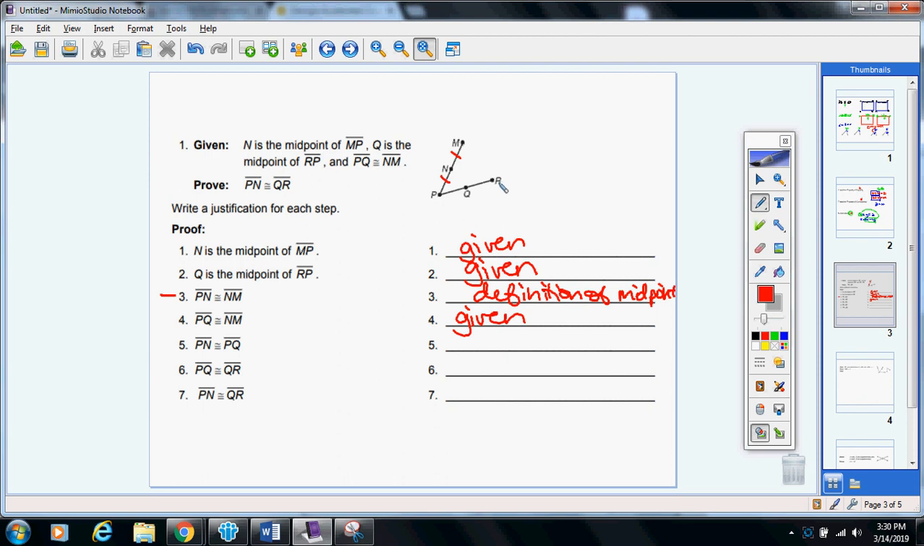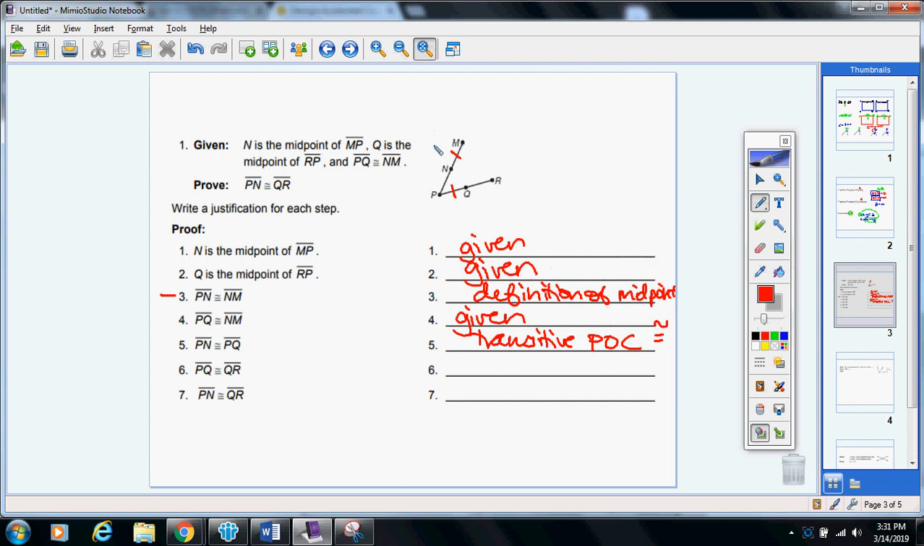Q is the midpoint of PR. We've shown that PN is congruent to NM. So now we want to look at this next step. We've got that PQ is congruent to NM. That was given. We know that PN is congruent to PQ. Well, how do we know that PN is congruent to PQ? That's going to be the transitive property of congruency. You can just write property of congruency, or you could put the congruency symbol, something like that.